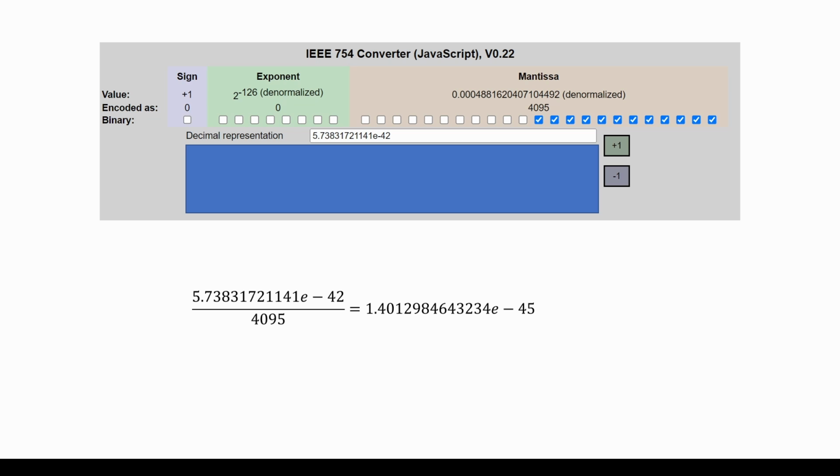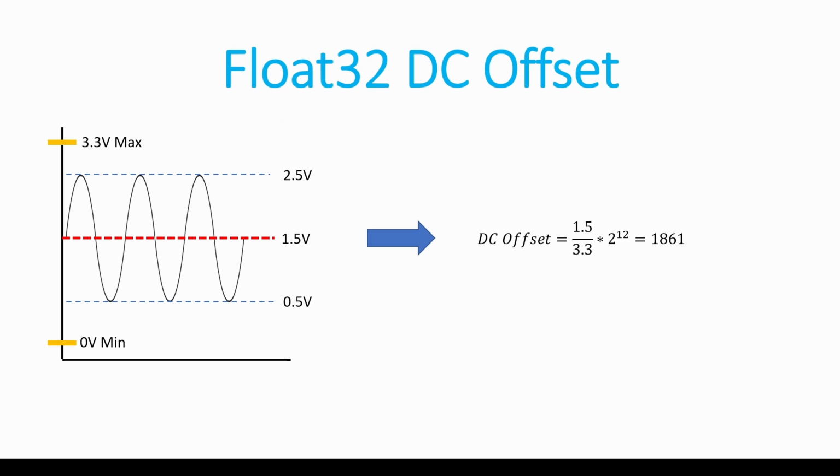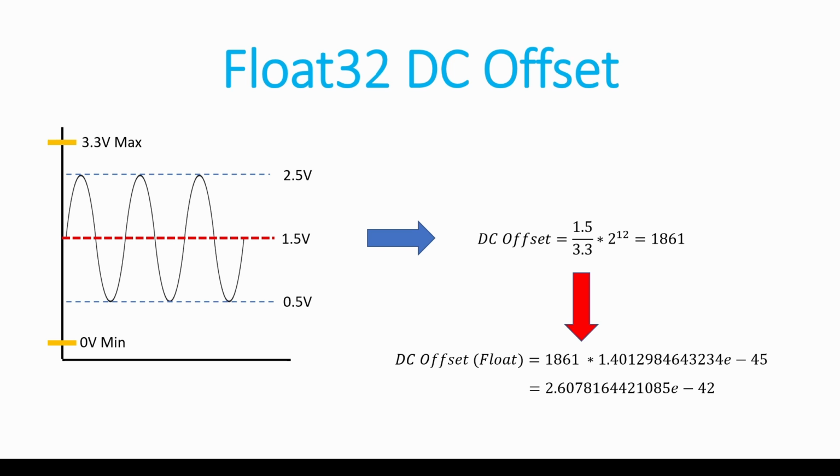Which we can easily verify by looking at a binary value of 4095. If we take the decimal representation, which is about 5.74e to the minus 42, and divide by 4095, we arrive at 1.401e to the minus 45, which is the number we just calculated to be the scalar. Therefore, to fix our DC offset issue, all that needs to be done is to multiply the integer value of 1861 by the 1.401e to the minus 45 scalar, which gives us a value of about 2.6e to the minus 42.